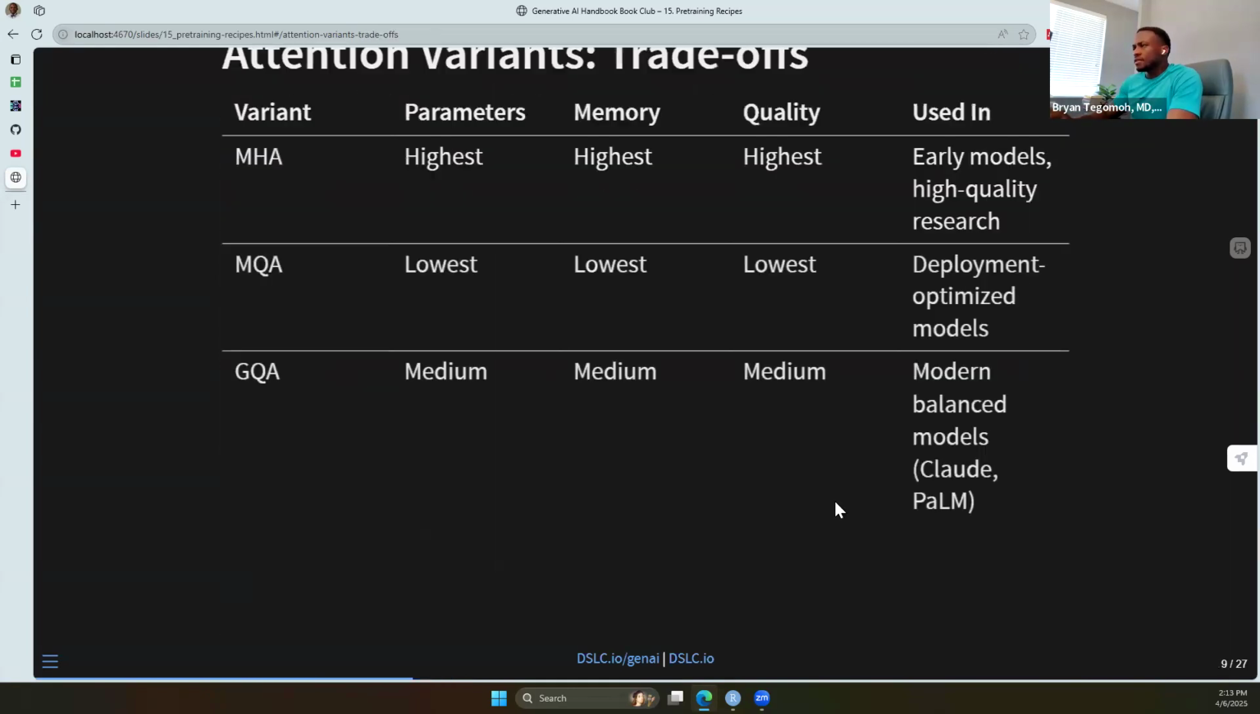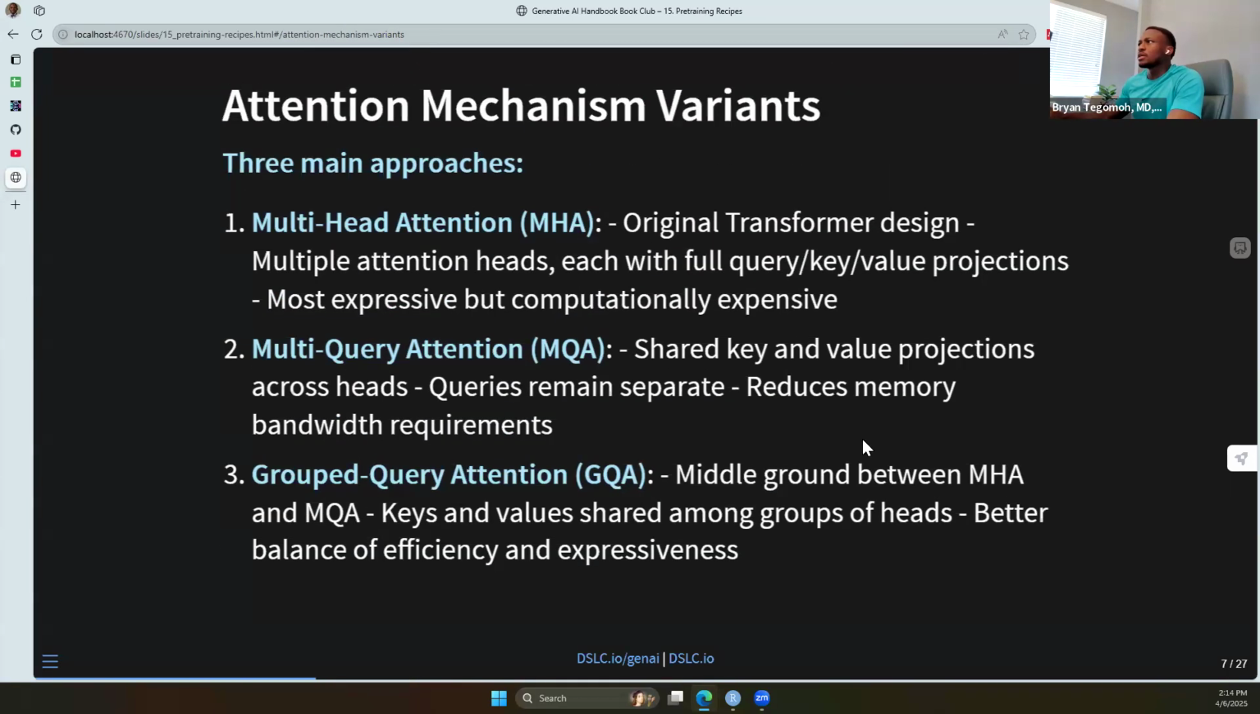So definitely multiple heads, each with a full query, full set of values, etc. We have multi-query attention, where you have shared key and value projections across heads. The queries remain separate, which reduces memory and bandwidth requirements.